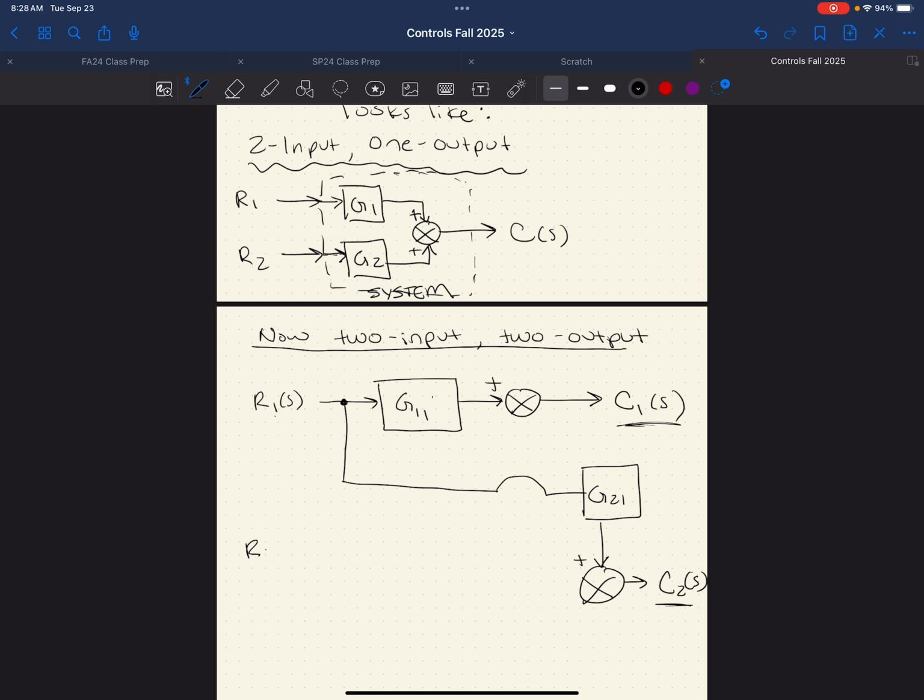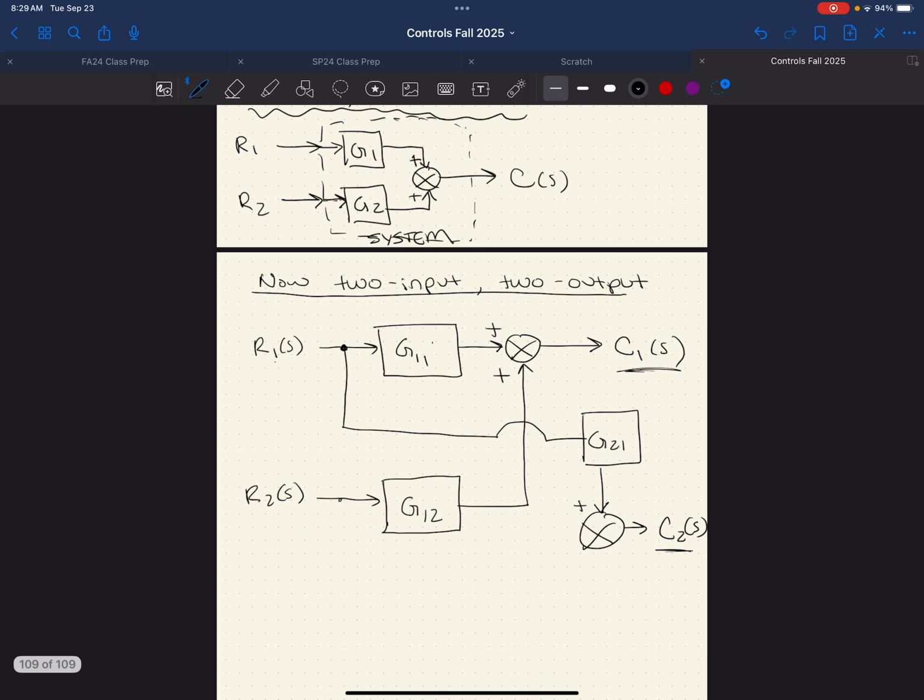And now R2 also can affect both. So we'll say R2 goes into some transfer function G12. And that goes into our first output, C1, and these 2 things are added. And just like we did before, we're going to take a copy here of R2. This goes into our final transfer function, G22. And that's going to sum to affect C2.